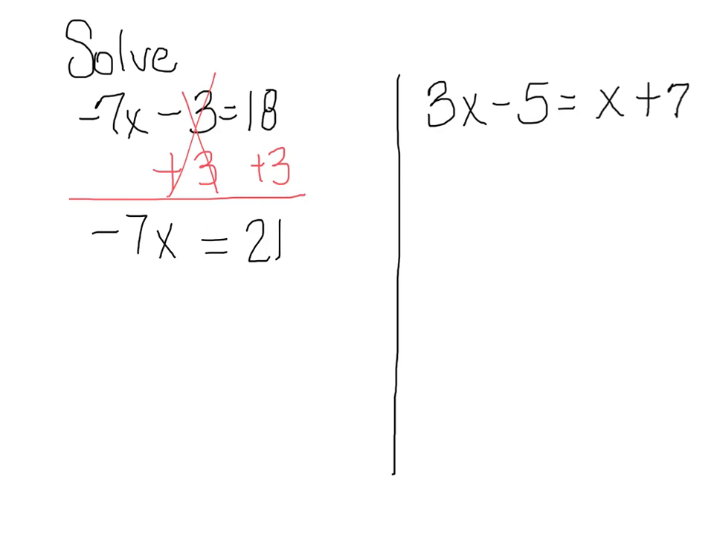Now the coefficient negative 7 of x and that x smushed together means the operation of multiplication. Think, what is the opposite of multiplication? I hope you answered division. Represent division with a fraction bar, and we divide by exactly the coefficient, which is negative 7. And hopefully you got the answer, x equals negative 3.